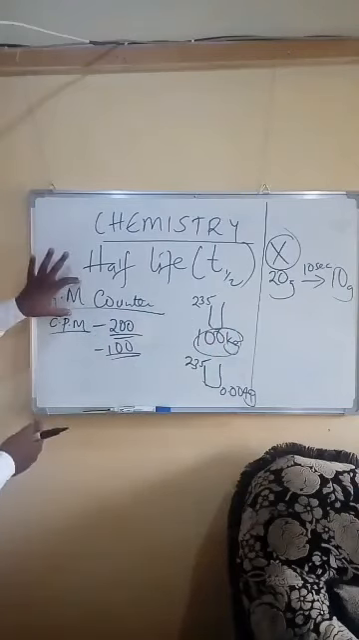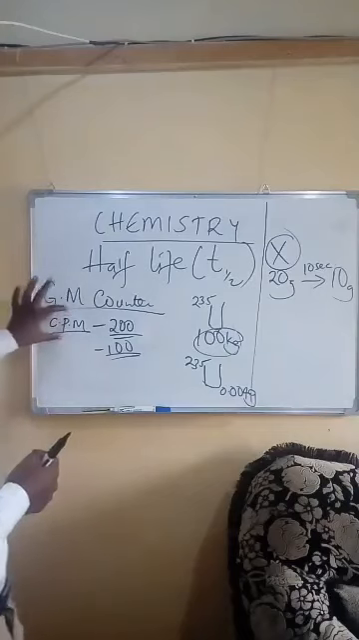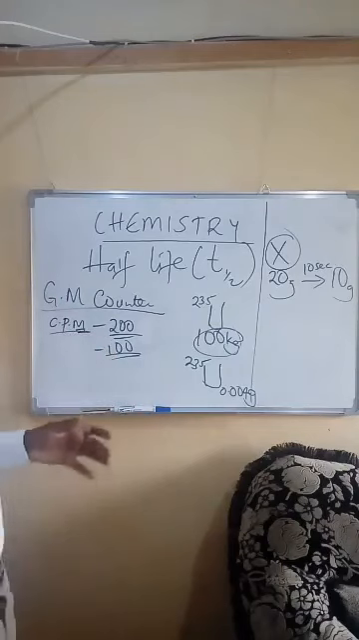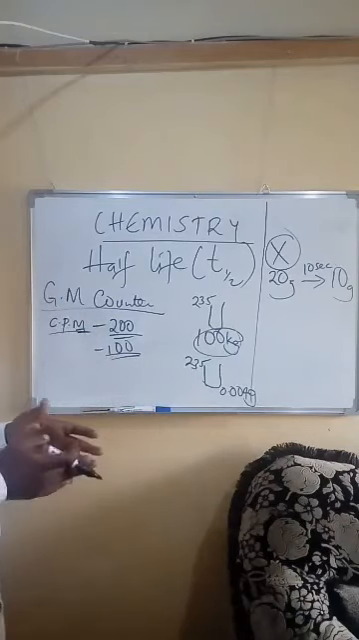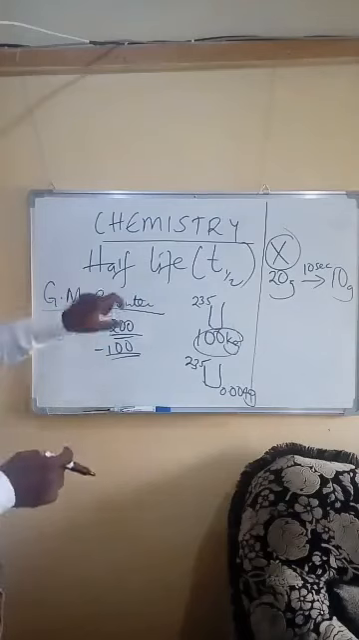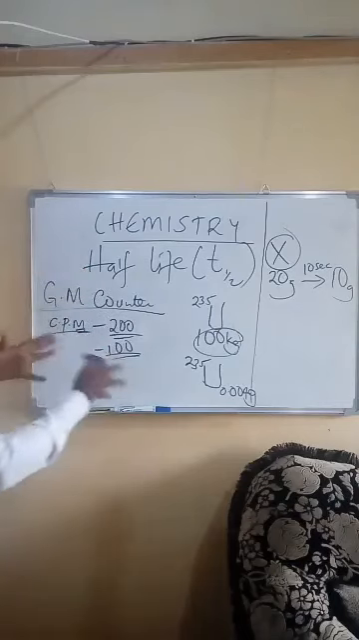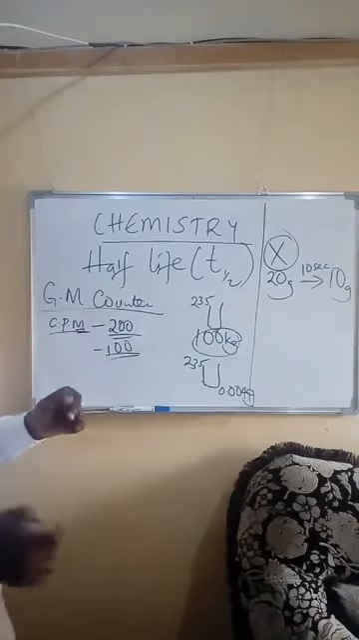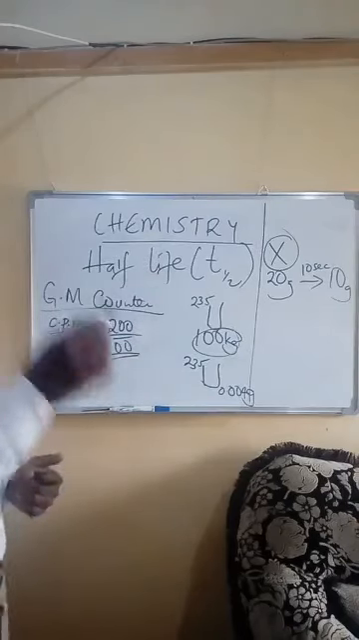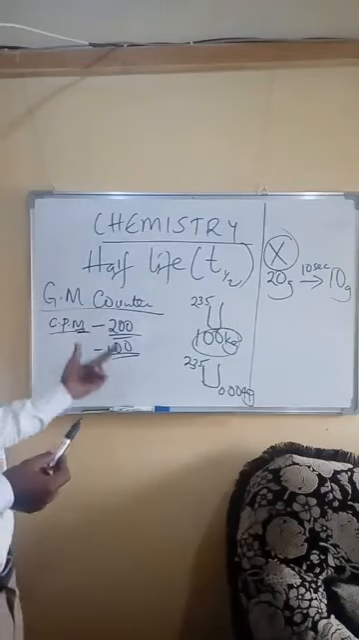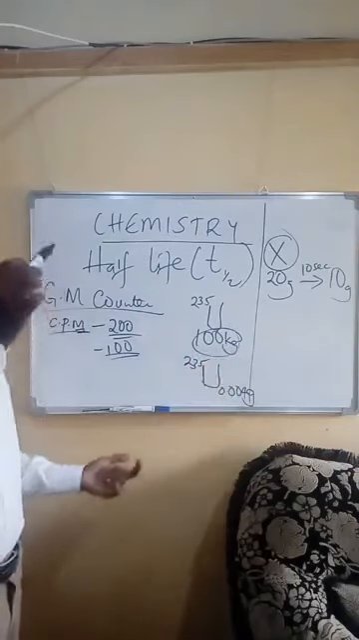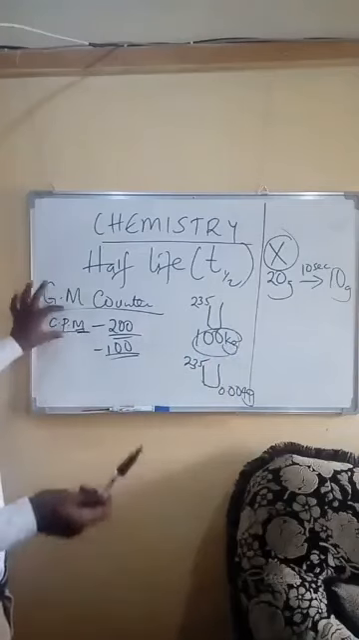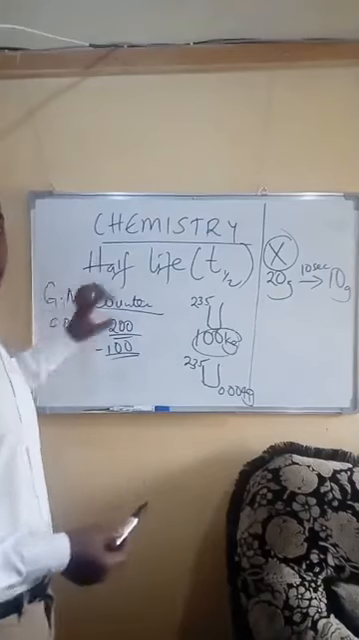So this GM counter, or rather the counts per minute, or somebody could use counts per second, if at all the half-life is very small. So if you have a GM counter, you can also measure half-life by using this concept. And when you're using the GM counter, the half-life is defined as the time taken for the activity of this radioisotope to reduce to half of the initial activity. Of course, the units are CPM, counts per minute, or it could be CPS, counts per second.